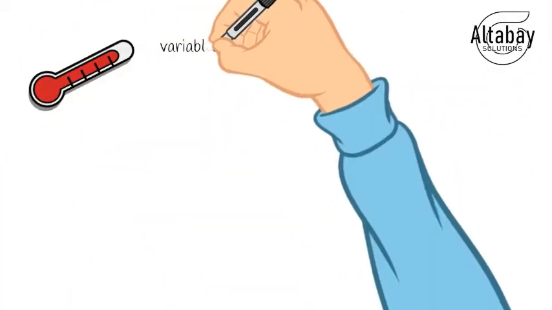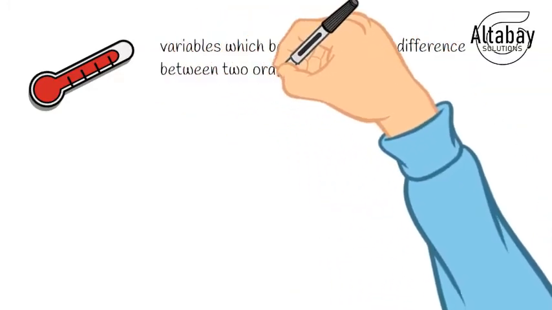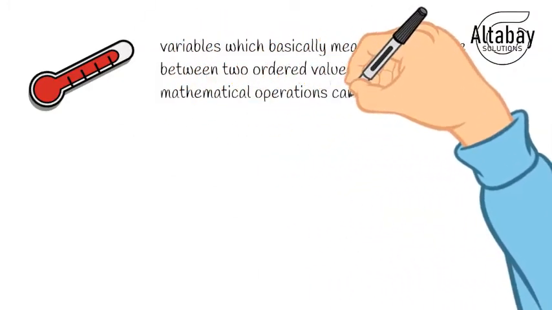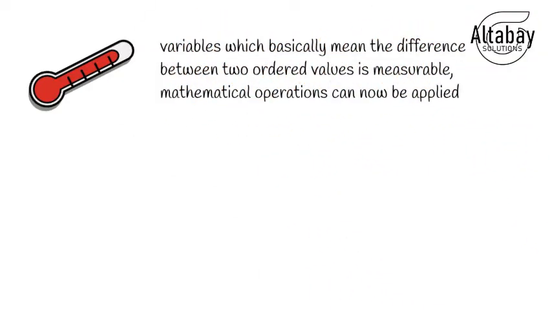Moving on, interval scales are variables which basically mean the difference between two ordered values is measurable. For example, a temperature of 90 and 100 degrees Celsius has a difference of 10, which is the same as the difference between 110 and 120 degrees Celsius.